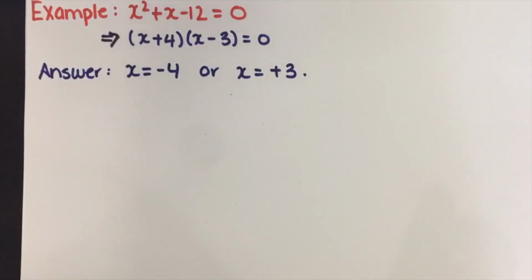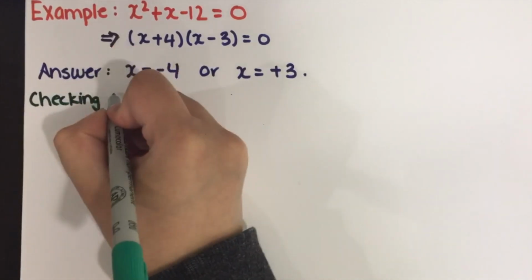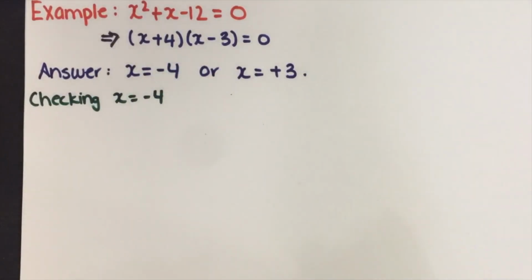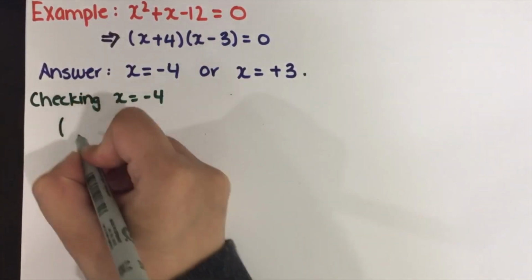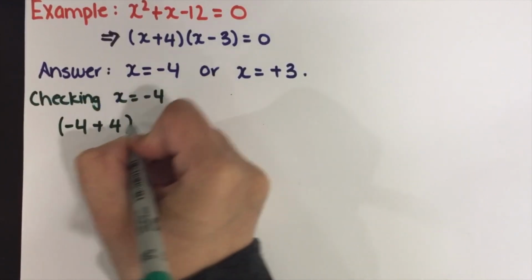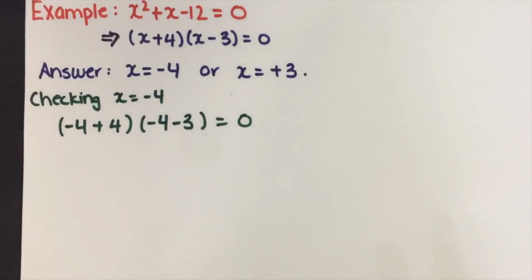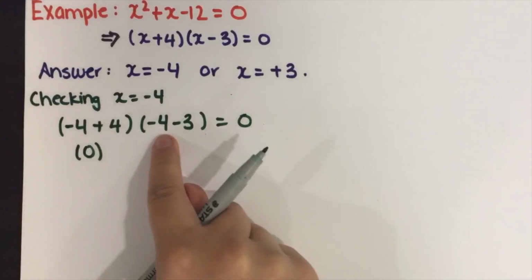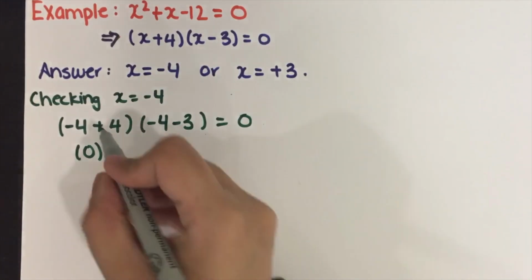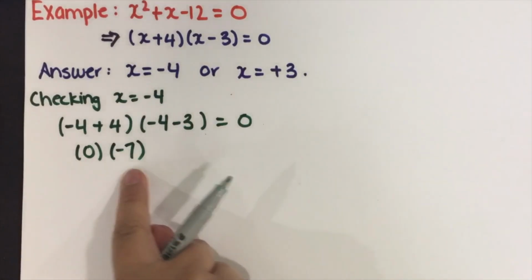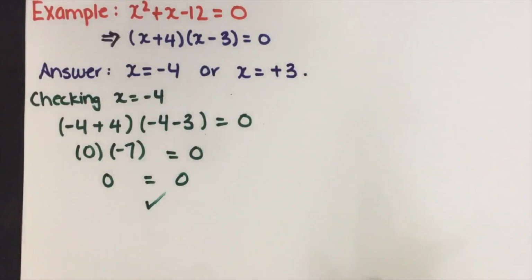Let's first check for when x equals negative 4. What you need to do is substitute negative 4 into our factored equation. So we have negative 4 plus 4, times negative 4 minus 3, equals 0. Negative 4 plus 4 is 0. Negative 4 minus 3 is negative 7. Well, 0 times any number is 0. So 0 equals 0, so this is correct. Right-hand side equals left-hand side.